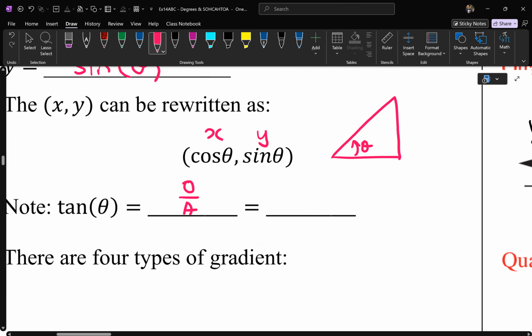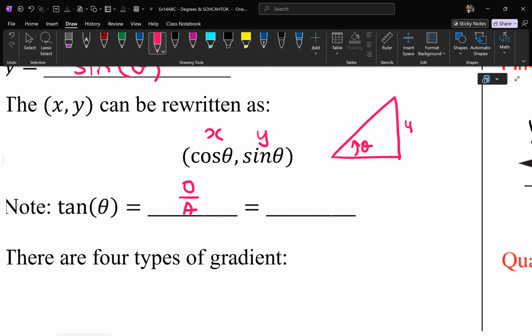If this was theta, this is Y, this is X. Which one's my opposite again? Y. Which one's my adjacent? X. But according to what you just wrote, opposite over adjacent, isn't that the same as writing Y over X? Well, what's Y over X? You've seen that before. How much you rise, over how much you run.